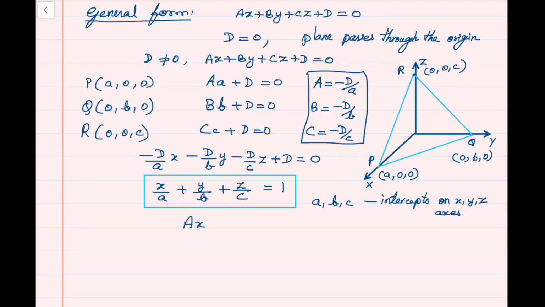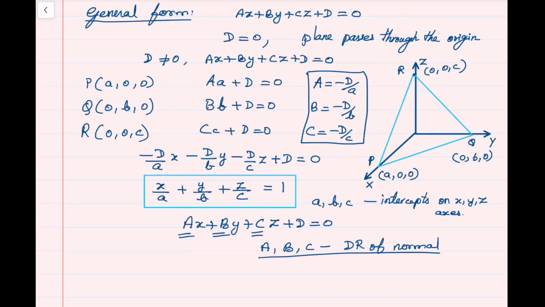If the plane equation is ax plus by plus cz plus d equal to 0, then the coefficients of x, y, z are the direction ratios of the normal. Very important point you should remember. From the equation of the plane, the coefficients of x, y, z are the direction ratios of the normal. Using these formulae, let us do the first 8 questions of exercise 11.3 and then we will learn the rest of the formulae.